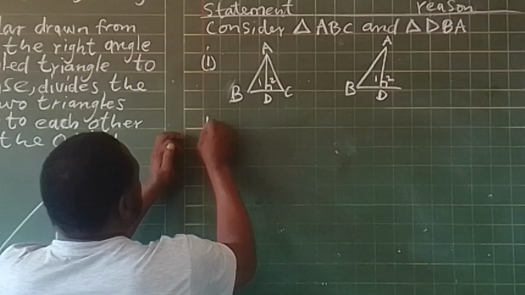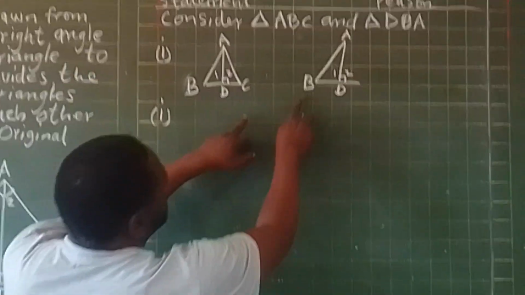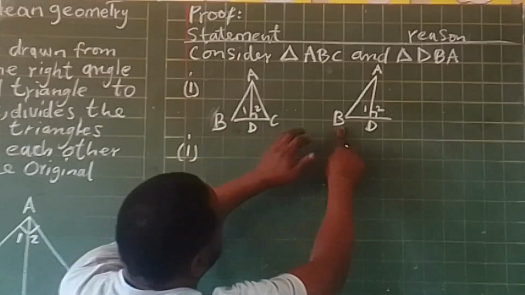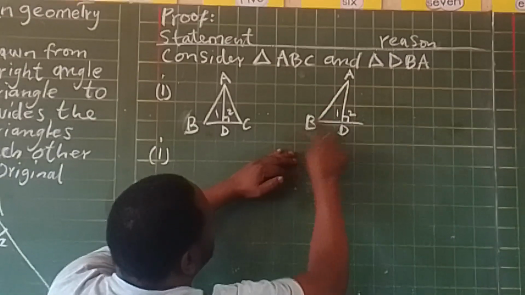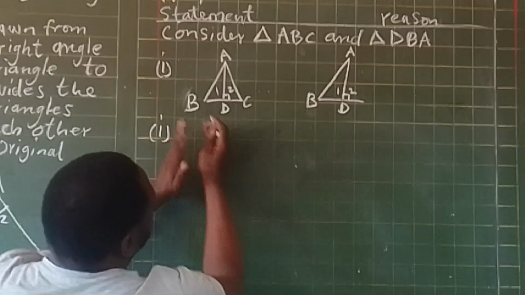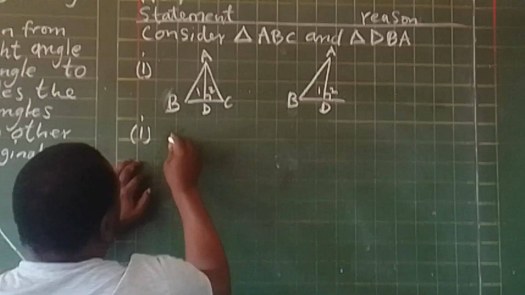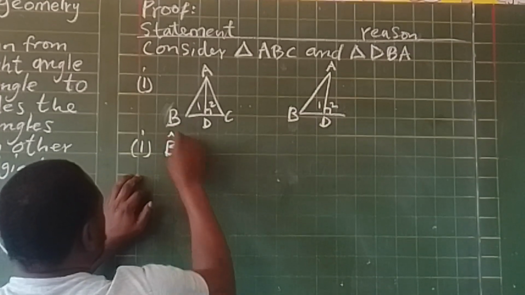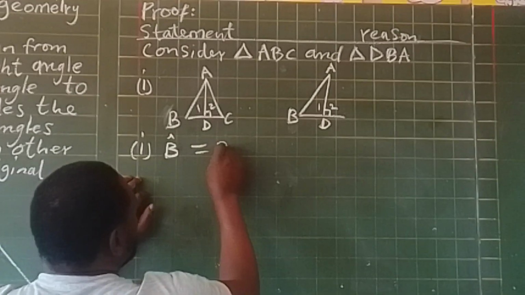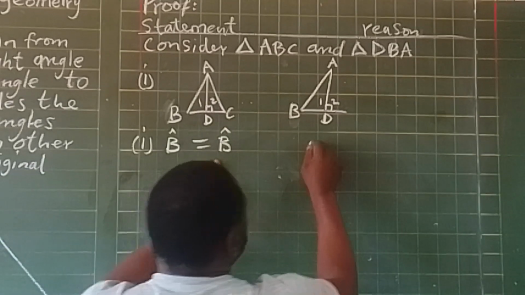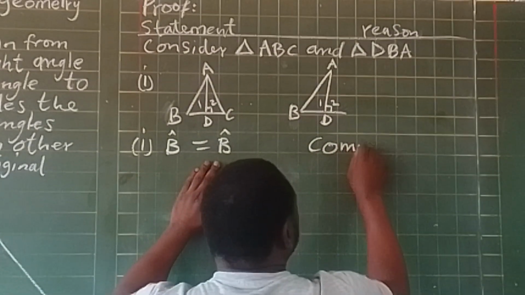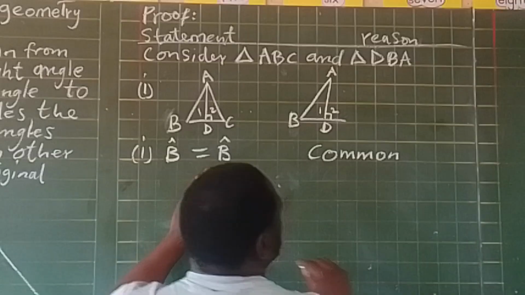Number 1, you see, this B is there in triangle BAD and it is present in triangle ABC. So we have B is equal to B. The reason for that: this B is common to both triangles.